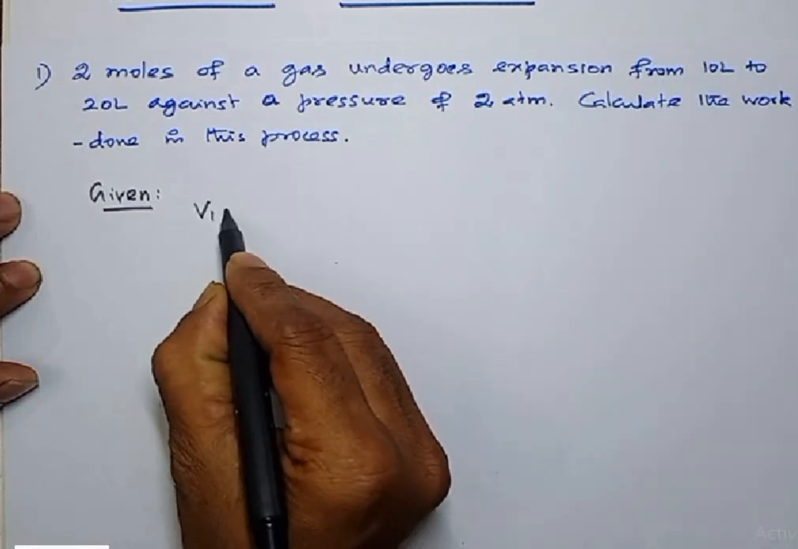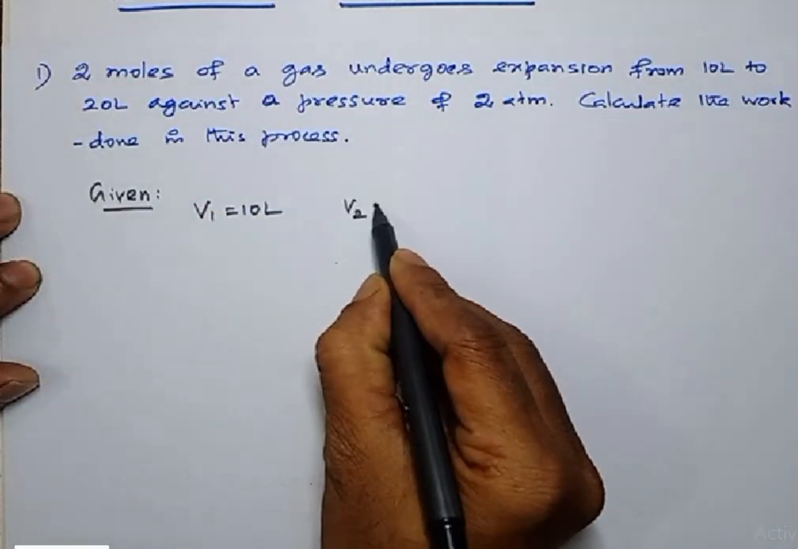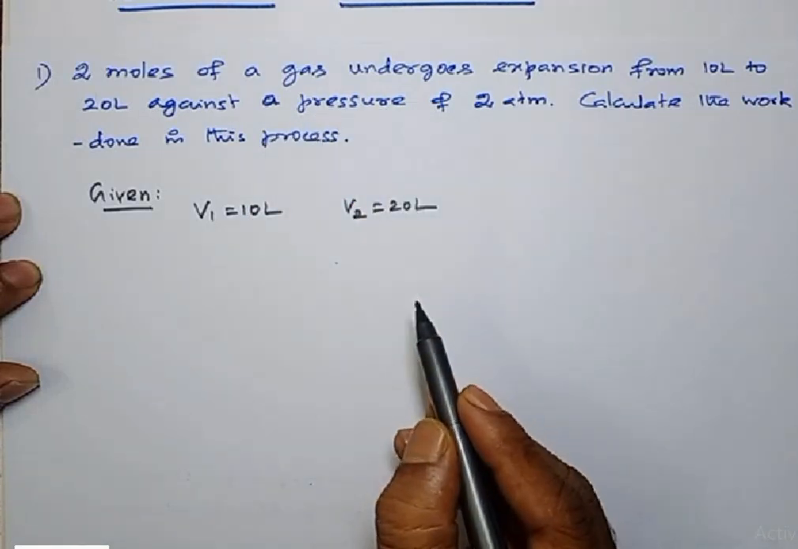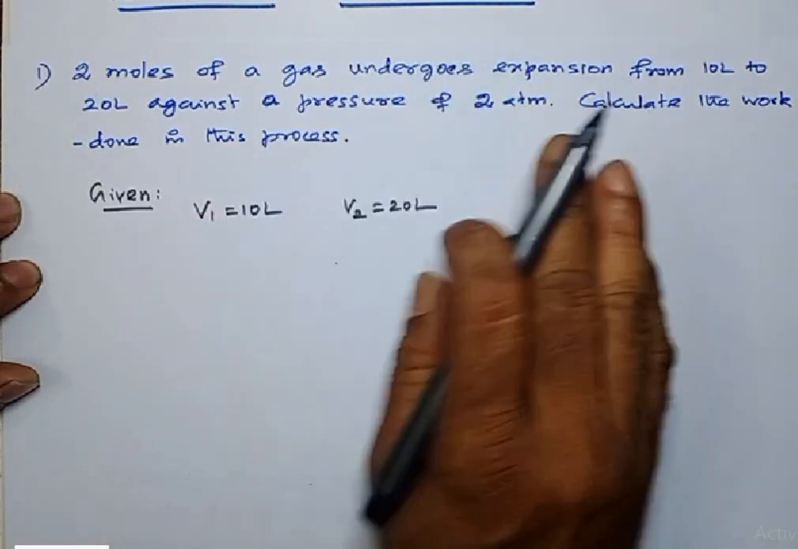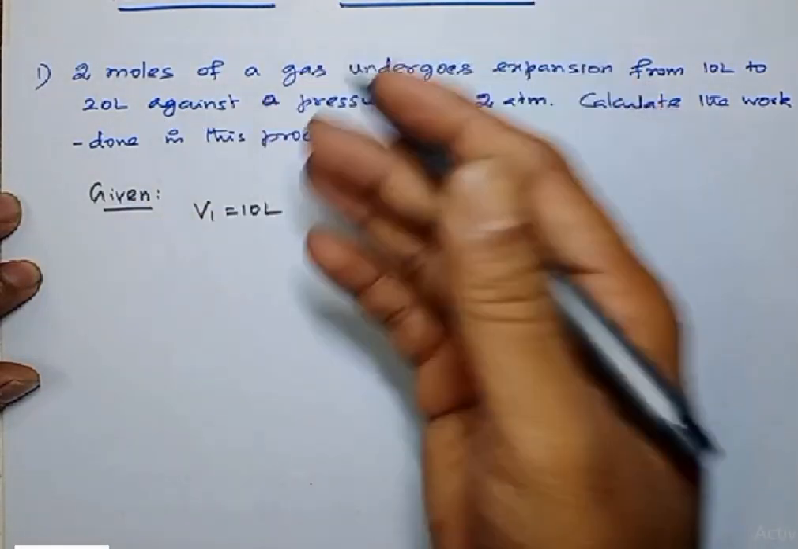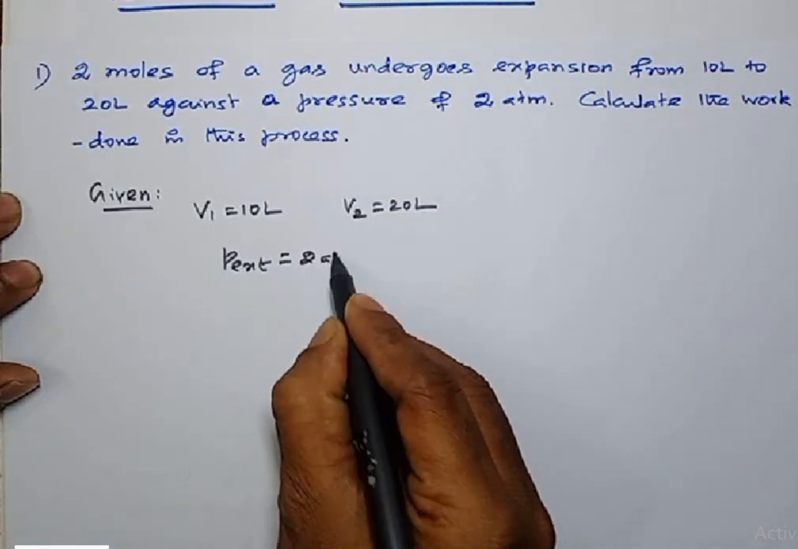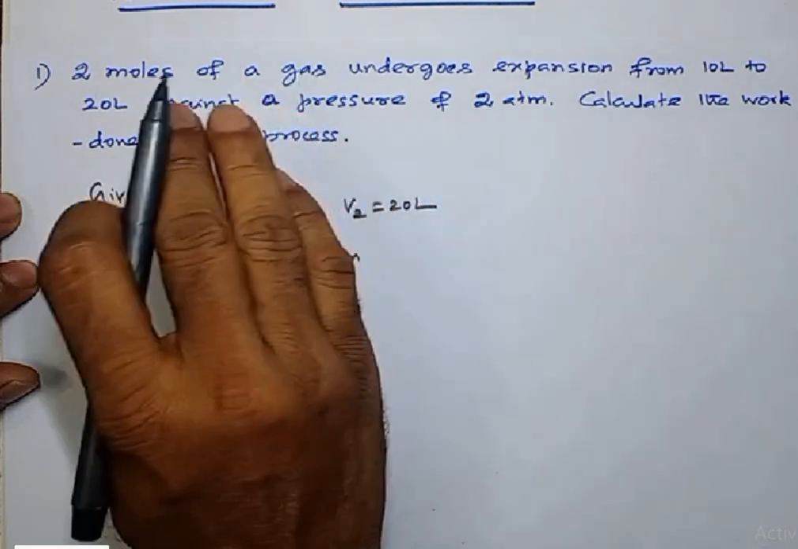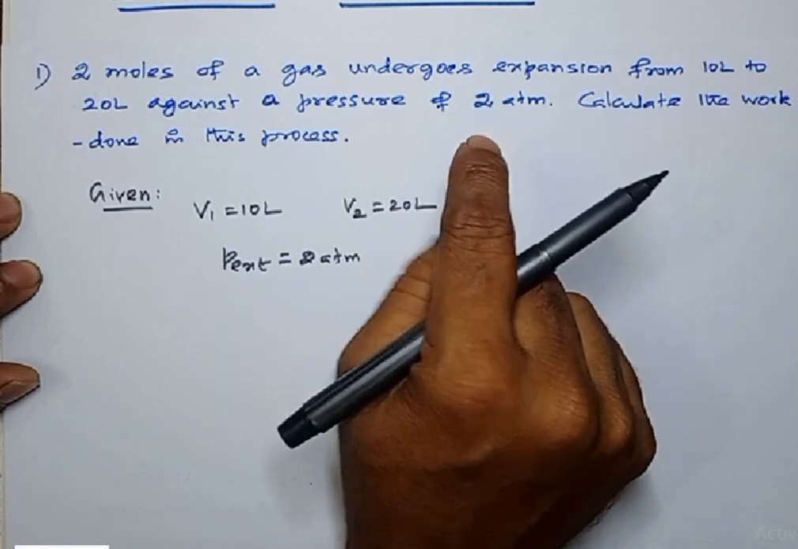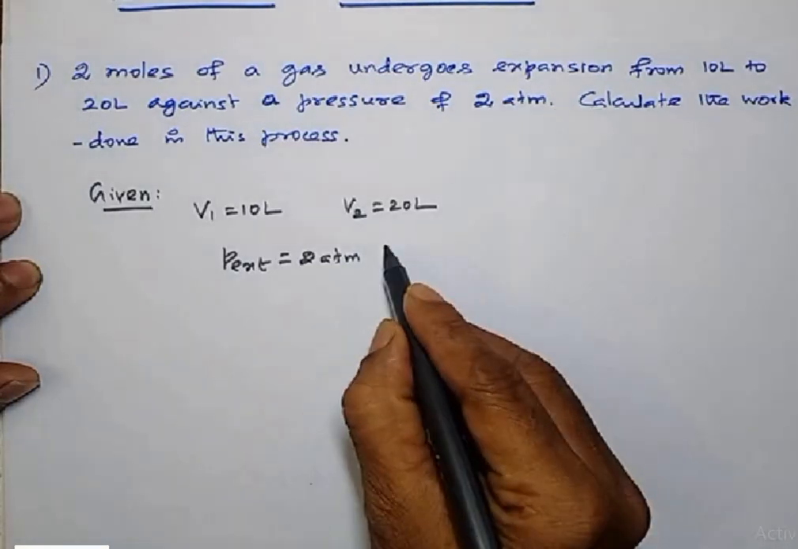Initial volume is 10 liters and it expands to 20 liters, so final volume is 20 liters. It is given against a pressure of 2 atmosphere, which means the pressure remains constant during the expansion. Against a pressure means it is nothing but external pressure. So here external pressure is 2 atmosphere, and the gas is expanding against it, which means gas expansion takes place at constant external pressure. So external pressure is constant.